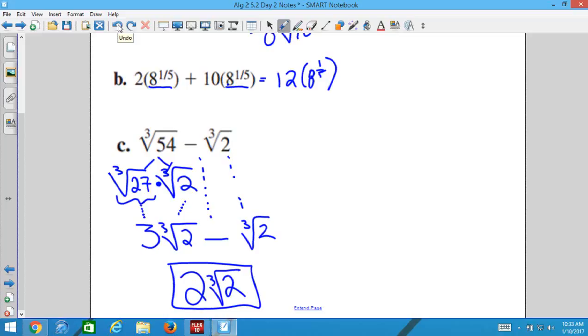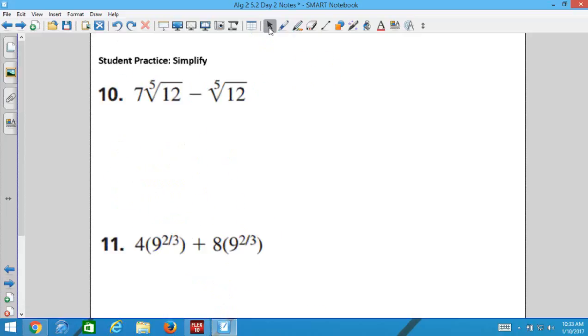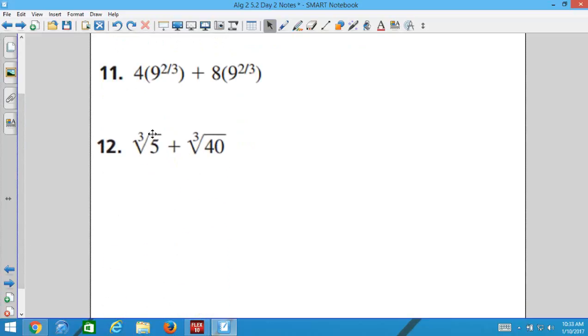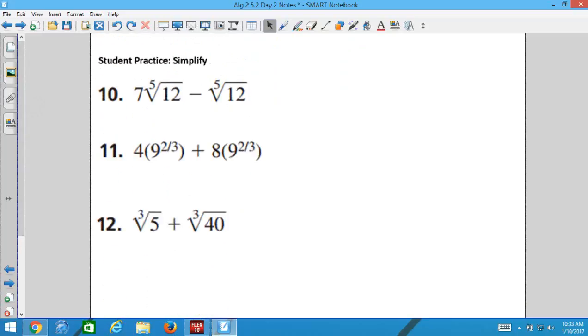Okay, there's 3 tries. There's 3 tries, and I'm going to come around and check them off. When you get them, you can go get your computer.